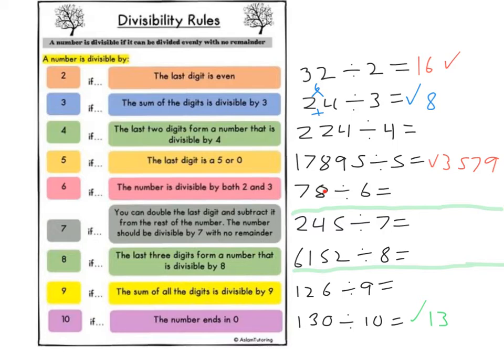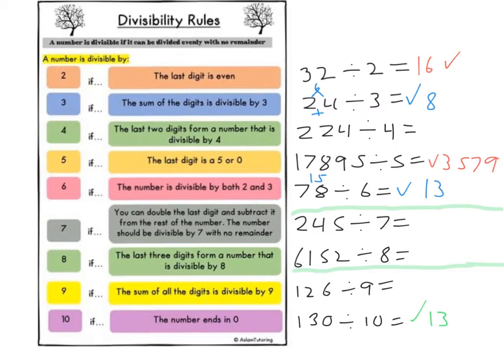So 7 plus 8 is 15. And yes, 15 is divisible by 3. I know that 3 times 5 is 15, or 15 divided by 3 is 5. So we automatically know, yes, 78 is divisible by 6 because it is divisible by 2 and 3. Again, it doesn't tell me what the answer is. I'm going to look that up quickly. 78 divided by 6 equals 13.